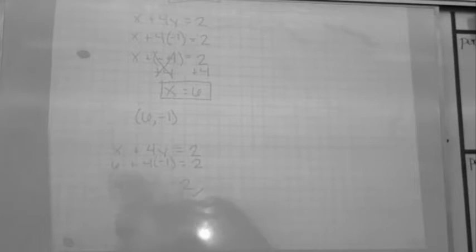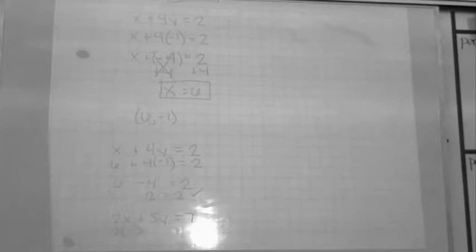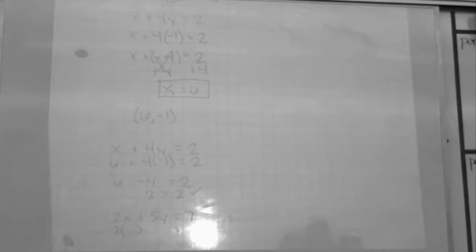The next one I want to check also, 2x plus 5y equals 7. Plug in my values again, so 2 times, and our x was represented by 6. So 2 times 6 plus 5 times negative 1 was our value of y equals 7. 2 times 6 gives me 12 minus 5 equals 7.